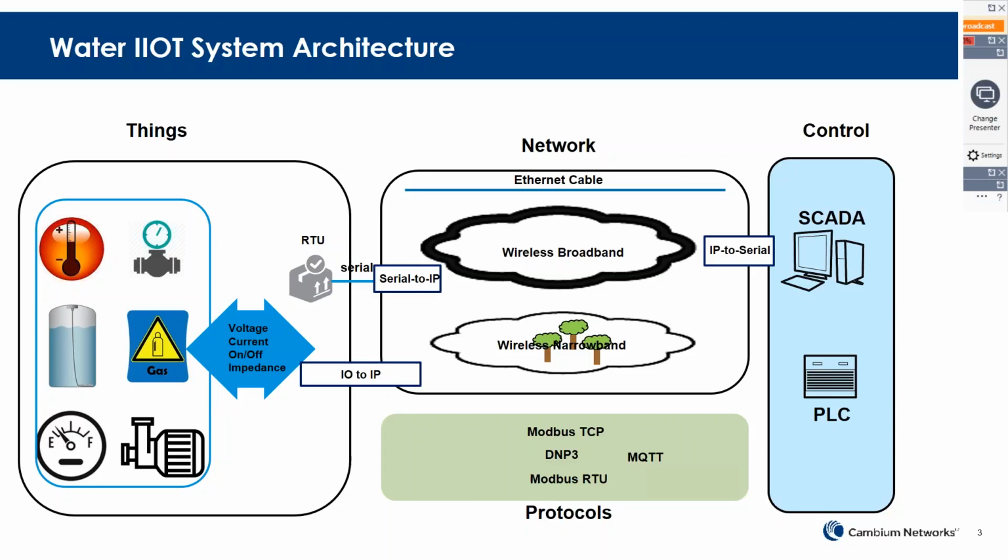So when we look at the things, what kind of things do we have? In the water utility space, there could be a temperature sensor, a pressure sensor, a water level sensor, etc. And also there will be things like pumps and valves. So how do these things communicate to the control system?